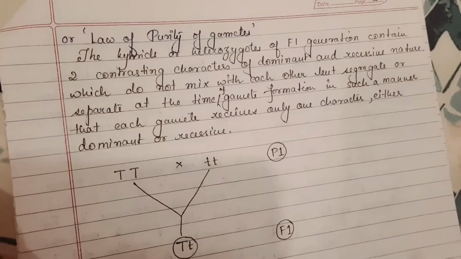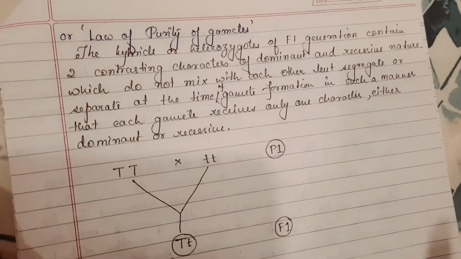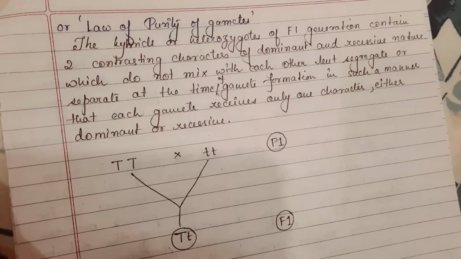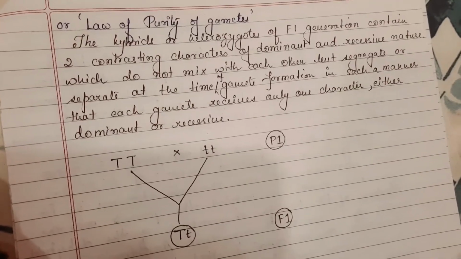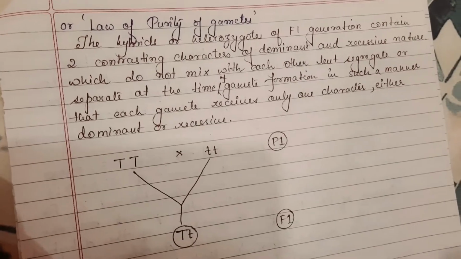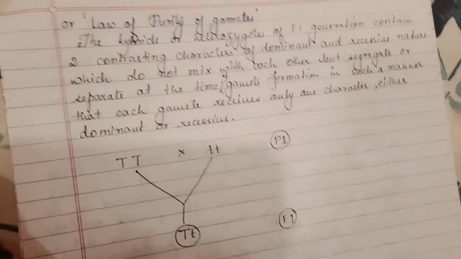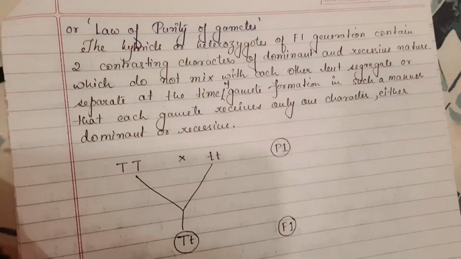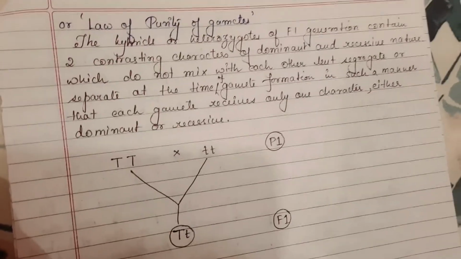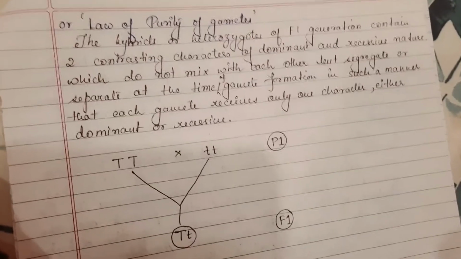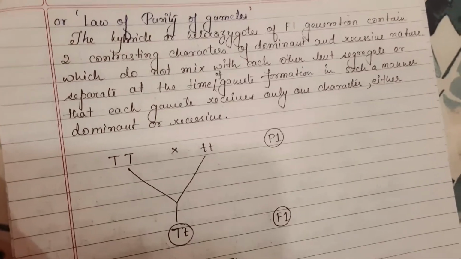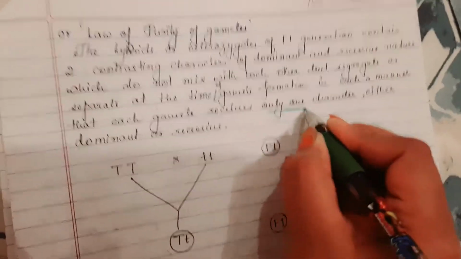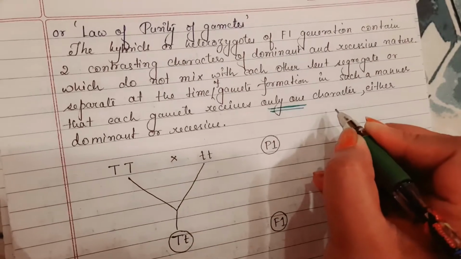So at the time of gamete formation, there is no mixing of the two traits. The dominant and recessive nature do not mix with each other. Instead, what happens is they segregate or separate at the time of gamete formation in such a manner that each gamete receives only one character. There is no mixing.